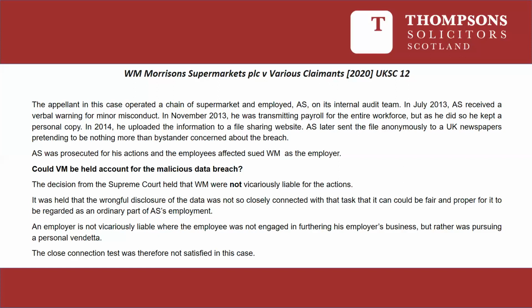It was held that AS's wrongful disclosure of the data was not so closely connected with the task that it could be fair and proper to be regarded as something that would be part of his ordinary course of employment. An employer is not normally vicariously liable where the employee was not engaged in furthering his employer's business, but rather was pursuing a personal vendetta. It was held that the close connection test was not satisfied here, and therefore Morrison's supermarket could not be held vicariously liable for the actions of AS.